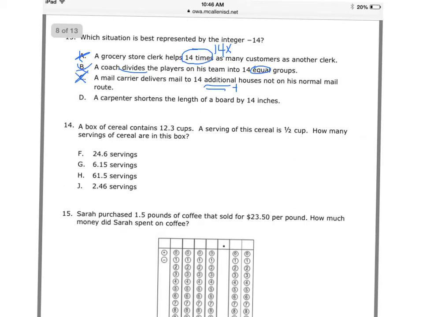And D, a carpenter shortens. That means it decreases the length of a board by 14 inches. That one everybody should have gotten right.